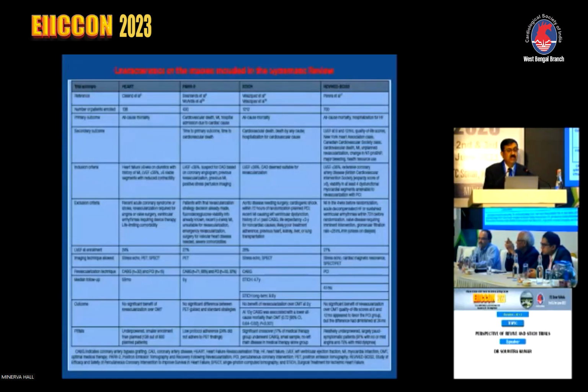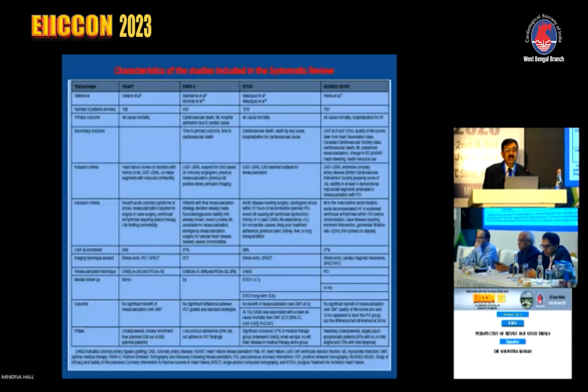Some of these trials have been mentioned by Dr. Bansal already, the HEART, STITCH, and then the latest REVIVED-BCIS2. The primary outcomes were variable. STITCH, REVIVED, and HEART considered all-cause mortality, the hardest of endpoints. HEART had more of a composite outcome of CV death, MI, hospital admission due to cardiac cause. But REVIVED also considered hospitalization for heart failure because these patients had severe LV systolic dysfunction.